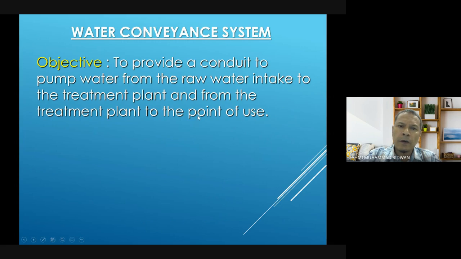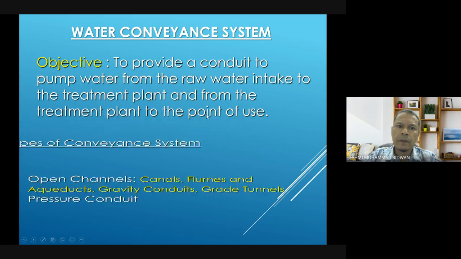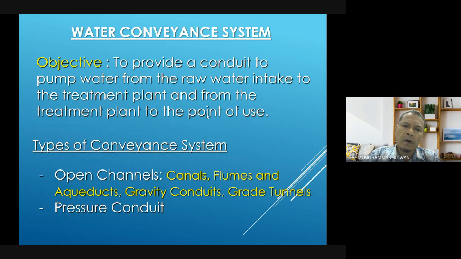So the objective of water conveyance is to provide a conduit to pump water from the raw water intake to the treatment plant and from the treatment plant to the point of use. There are two types of conveyance system. One of which is open channel. Open channel is usually used to deliver water in a channel, flume, or aqueduct.